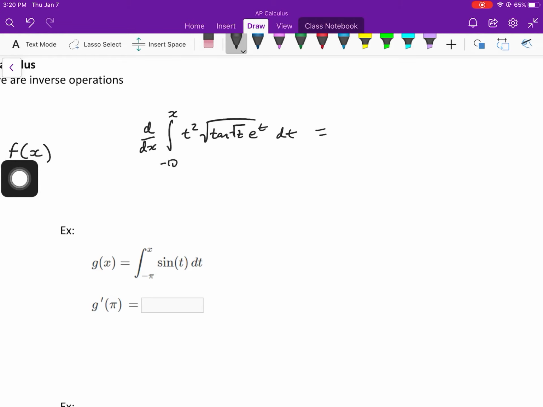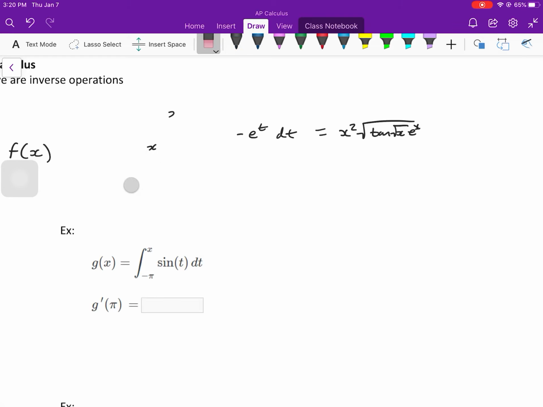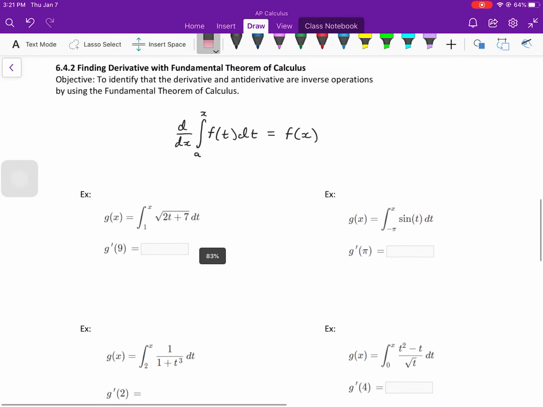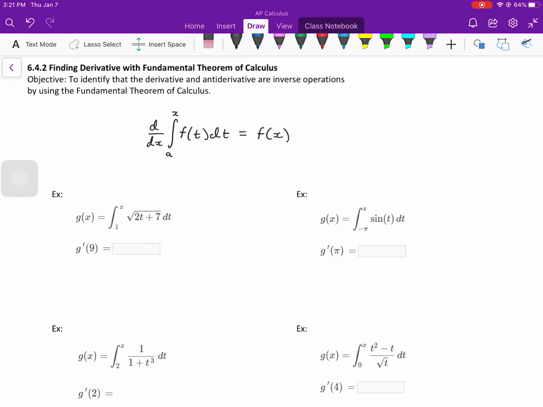The x gets plugged in, so we end up with x squared times the square root of tangent of the square root of x e to the x. And so very simple, right? It just cancels each other out and we're done. Yes, this assignment is that easy. I'm not lying. And when you run into an AP question like that, yes, that AP question is that easy. So don't let this confuse you.